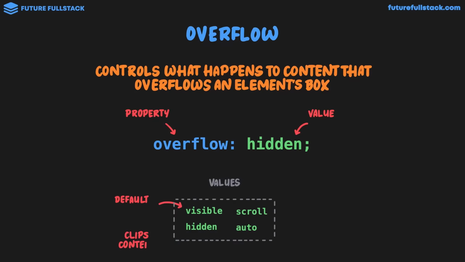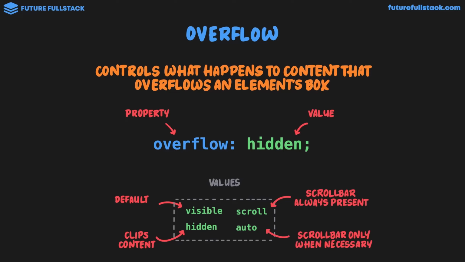Hidden clips the content, so any content overflowing will be cut out. Scroll introduces a scroll bar that will always be present, even if there is no overflow. And auto is a scroll bar only when necessary. That is, only when the content actually overflows. So let's go play around with these in VS Code.